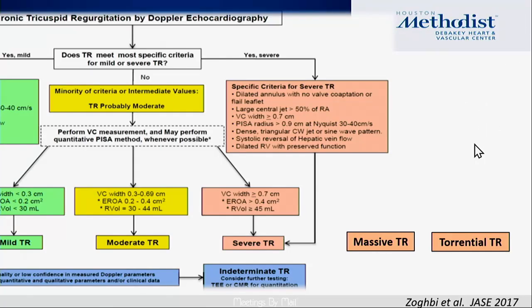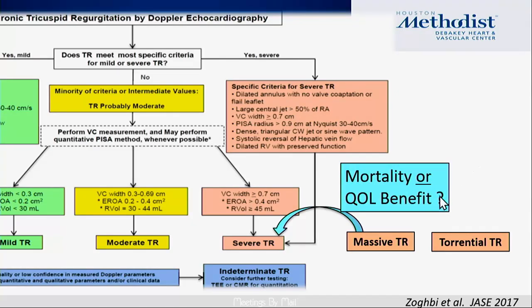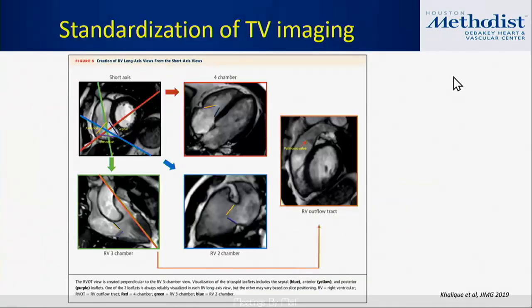Well, in the era of transcatheter interventions, it's not uncommon to start here and go to here, or start at massive and go to moderate. And if we just called all of this severe, you would lose any sort of measures of benefit. So we ask the question, is there a mortality or a quality of life benefit in going from torrential to severe, perhaps reducing your regurgitant fraction by 50%? These are why these categories exist, and we're still learning more about them.